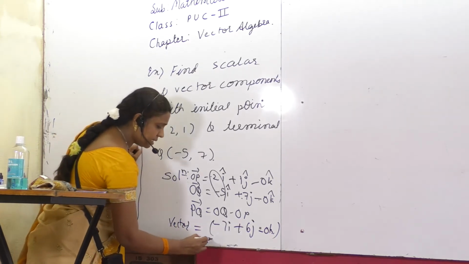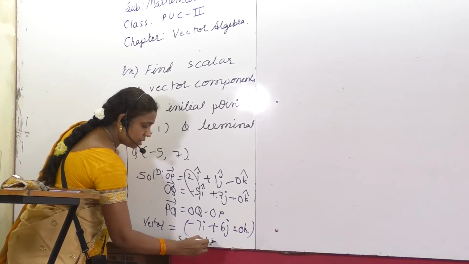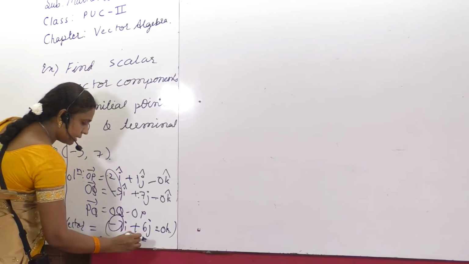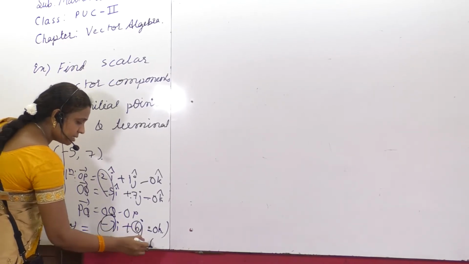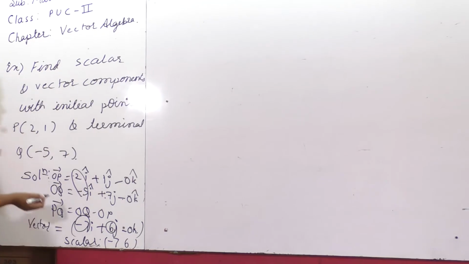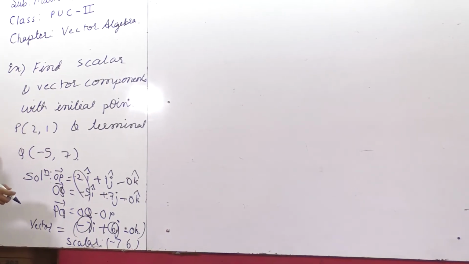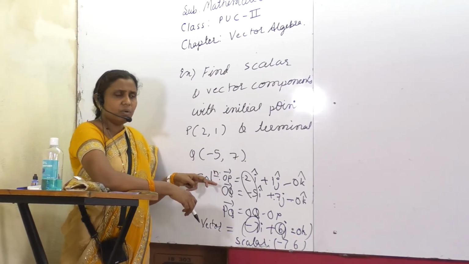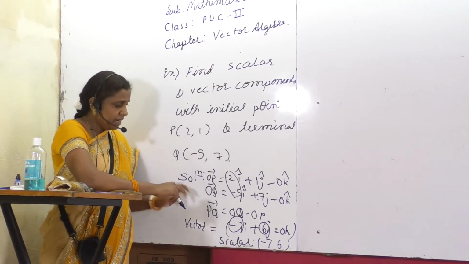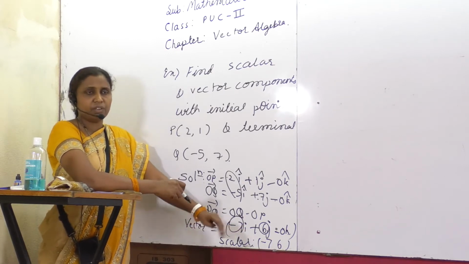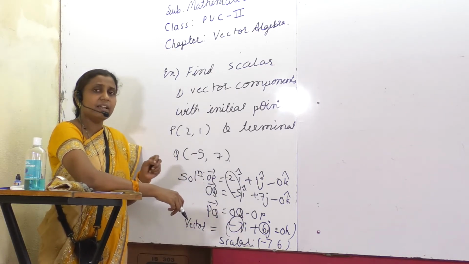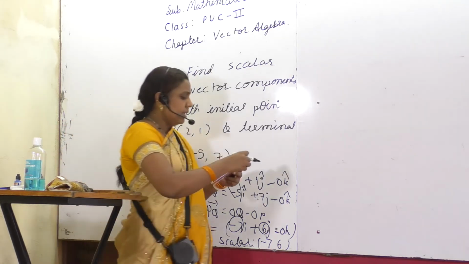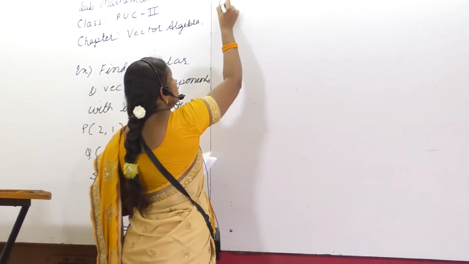Now what is the scalar representation? Scalar means there should not be the ij expression. So I will only collect the coefficients. Minus 7 and 6, so minus 7 comma 6. This is the answer. Is this clear? OP, OQ, PQ, that itself is a vector. Its components, if separated without ijk, are written, then it will be scalar. Got it? Fine. Let us move to the next question.